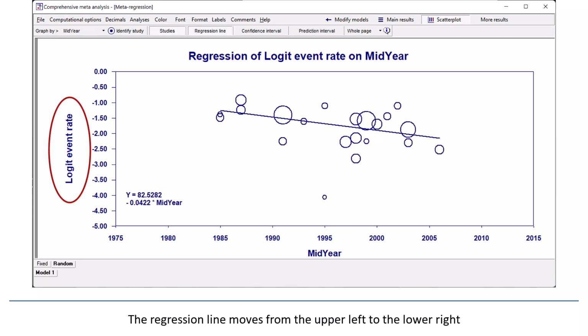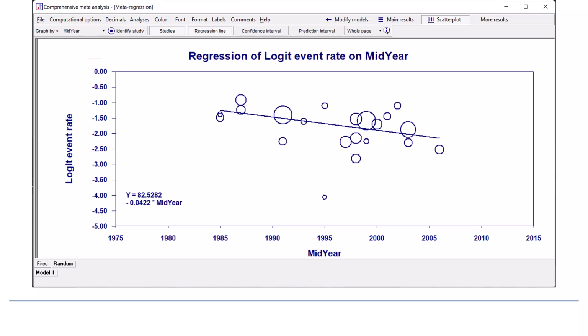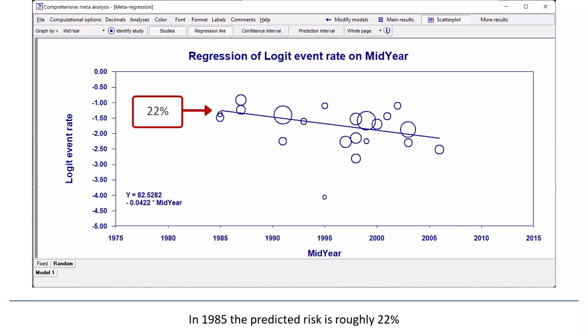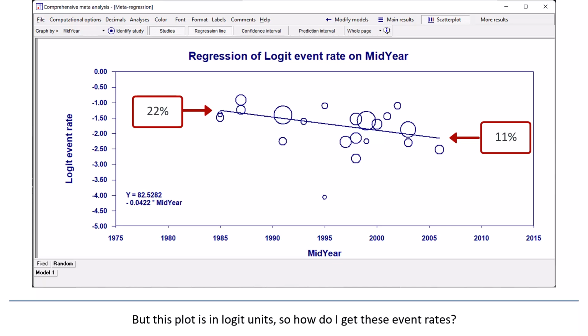The regression line moves from the upper left to the lower right. A logit value of 0 would correspond to an event rate of 0.50. A logit value less than 0 would correspond to an event rate lower than 0.50. So the risk decreased over time. In 1985, the predicted risk is roughly 22%. In 2005, the predicted risk is roughly 11%. But this plot is in logit units, so how do I get these event rates? The answer is I do that in Excel.